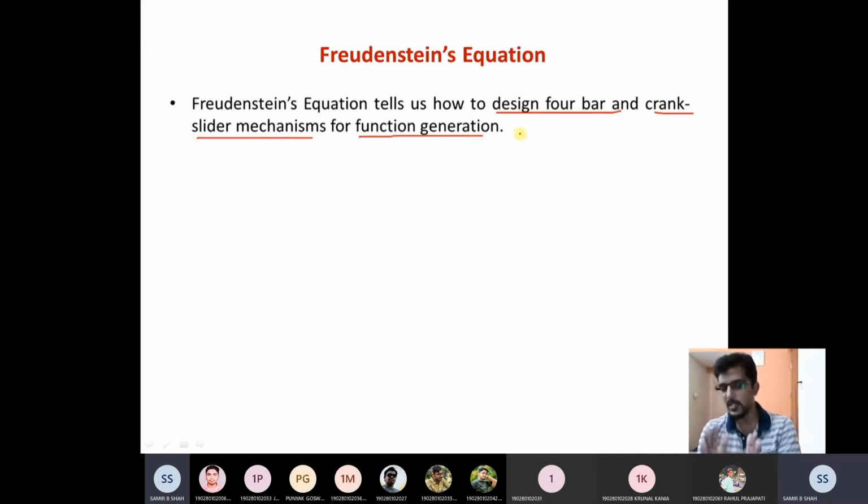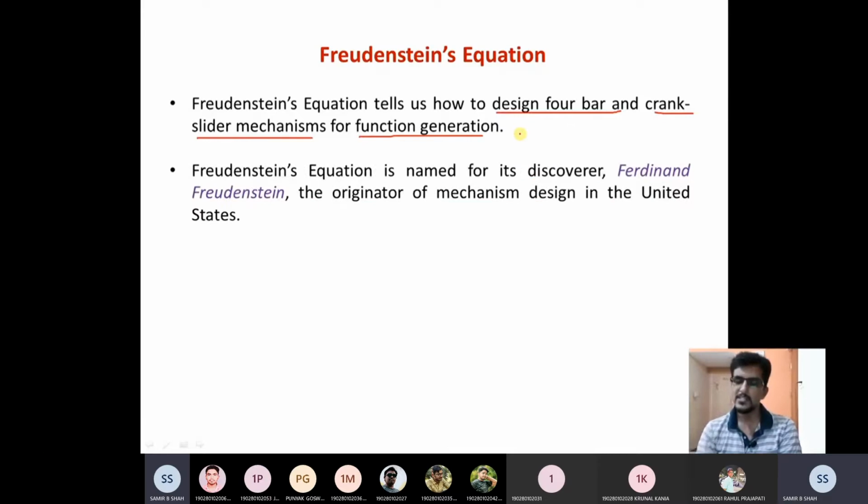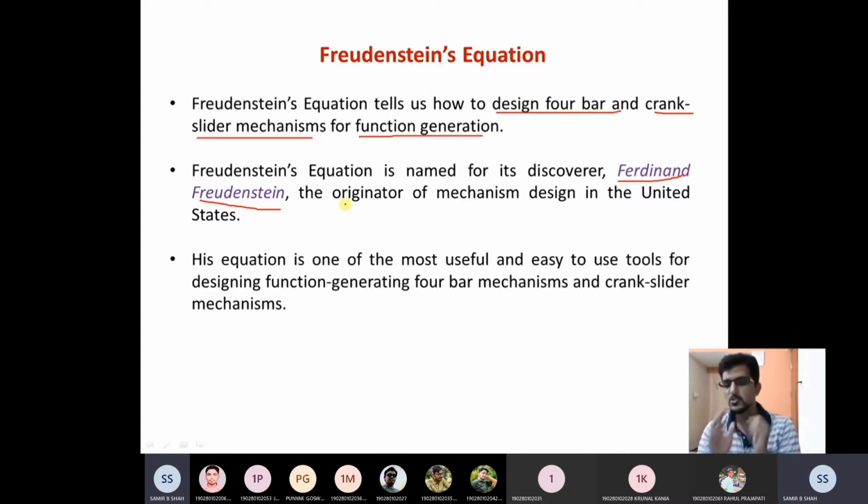If a specific function is given to me, y is equal to f of x, how do I design a 4-bar mechanism, or how do I identify the lengths of all the links involved? That is the basic idea of the Freudenstein equation. It is named after its discoverer, Ferdinand Freudenstein, a mechanism designer basically from the United States. His equation is one of the most useful and easy to use tools for designing a function generating mechanism, where the output link is dependent on the motion of the input link. So how to determine the link length in such a case is what the Freudenstein equation tells me.